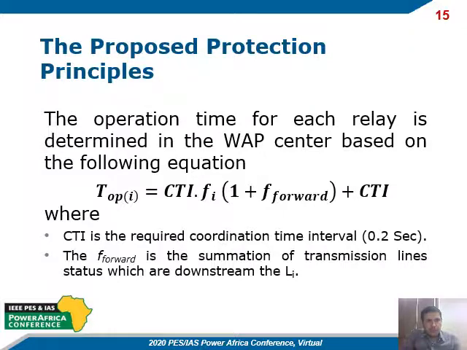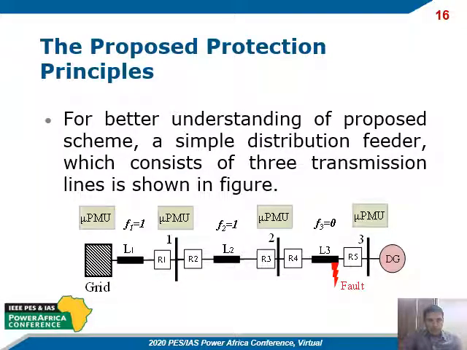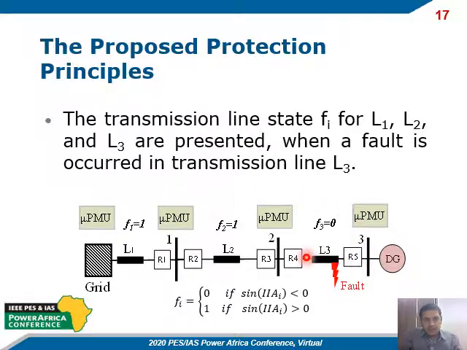Now, for a better understanding of the proposed scheme, a simple distribution feeder which consists of 3 transmission lines is shown in the figure. This is transmission line 1, 2, and 3. Now, when a fault is applied at transmission line 3, the variable F3 will be 0 because there is a fault in transmission line 3, and the variable F2 will be 1, and the variable of transmission line 1, which is F1, will also be 1.